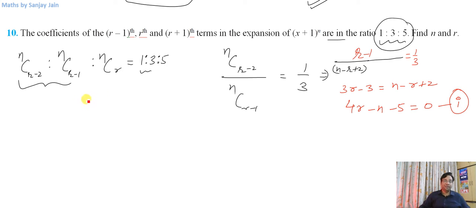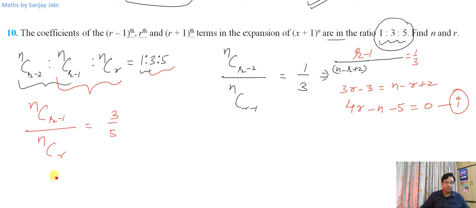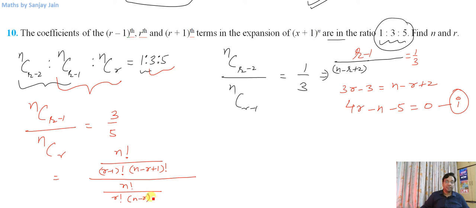Second equation I'll get from this combination. I'll take these, and 3 is to 5. So let me write nCr minus 1 divided by nCr is equal to 3 by 5. So I can rewrite this as n factorial divided by r minus 1 factorial into n minus r plus 1 factorial, divided by n factorial by r factorial into n minus r factorial, and this is equal to 3 by 5.